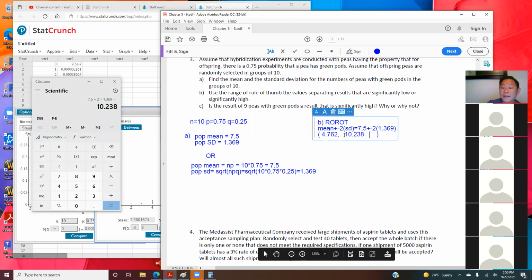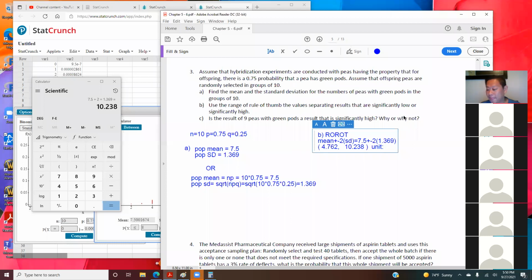And the units for this, what's a unit? Anyone remember what's a unit here? Numbers of what? Peas. Peas with what color? Green. So this is the number of green peas. So that is your unit. This is your unit here. Okay, so that's your unit in this case.